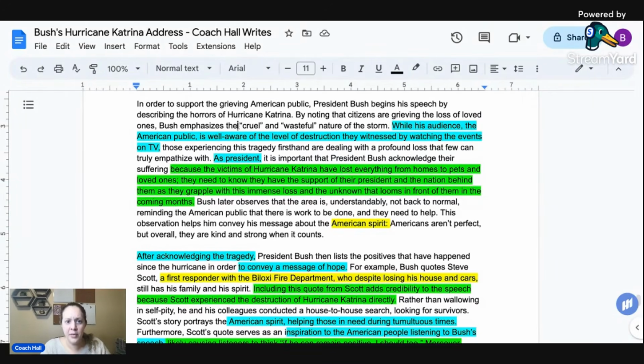Okay, so here in this version, I actually added in the quotation marks around the words "cruel" and "wasteful" because those were in the passage itself. I tend to prefer it that way, but I know not everybody does. And then you can see that we have this sentence here.